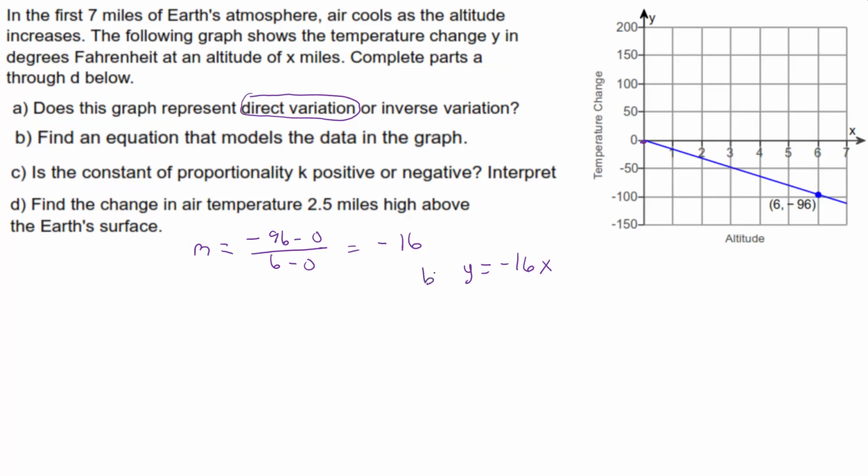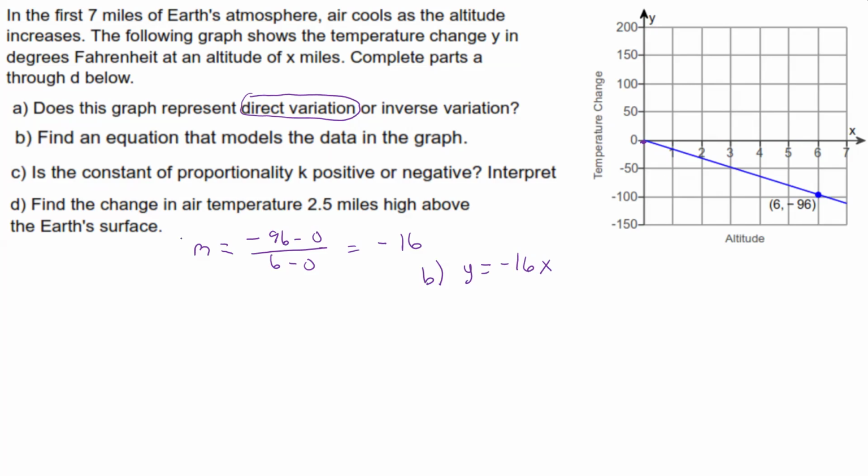So that's part B. Is the constant of proportionality k positive or negative, and interpret? Well, it's negative. So basically, for every mile higher up, we're going to drop 16 degrees, is what it's seeming like it's going to be here.